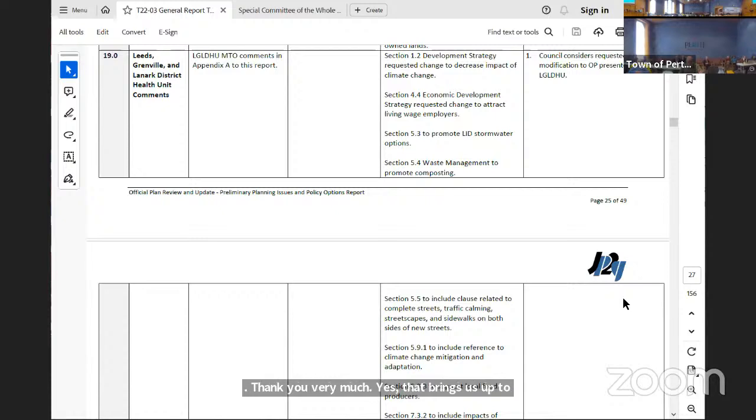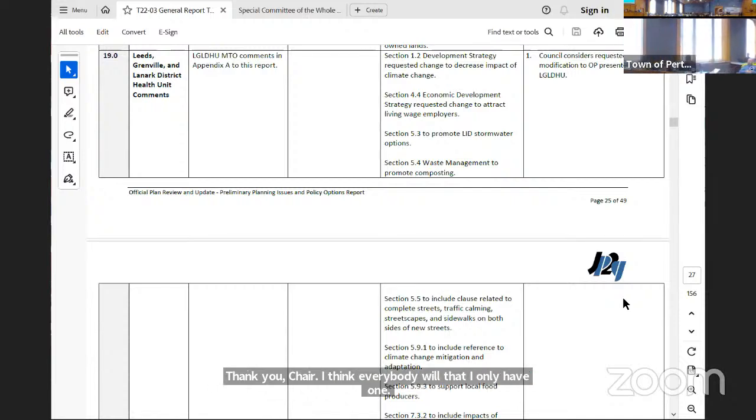Yes, that brings us to 17 and beyond. Maybe what we will do now is we'll start over at this side with Councillor Byrd, if you have any questions in regards to 1 to 17 in the report. Thank you, Chair. I think everybody will be relieved that I only have one.